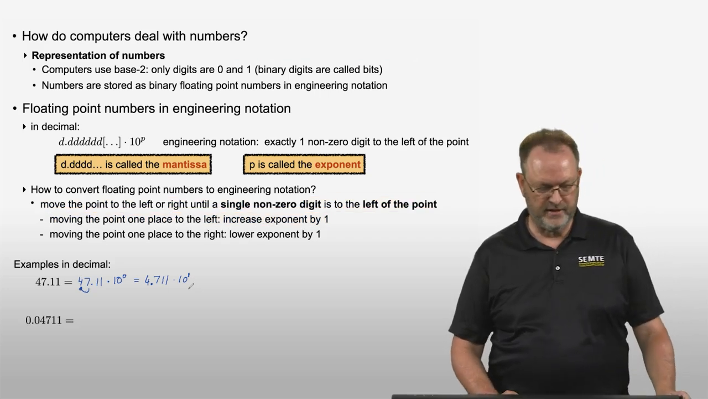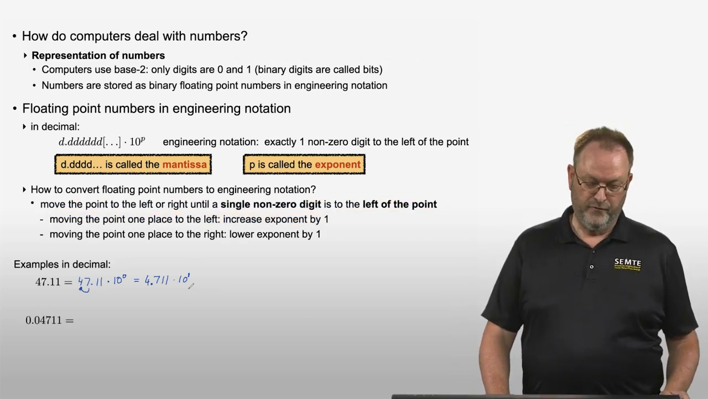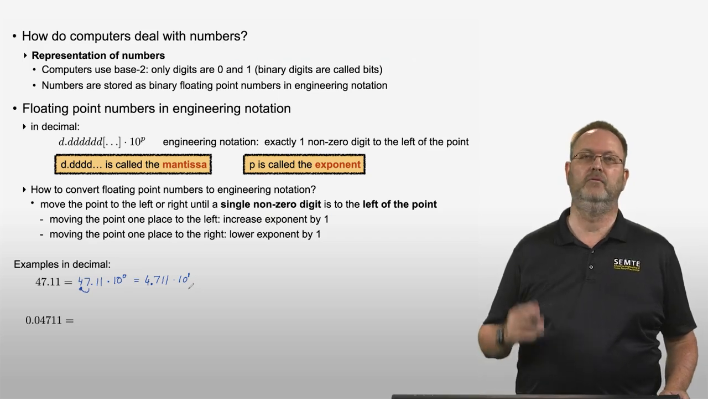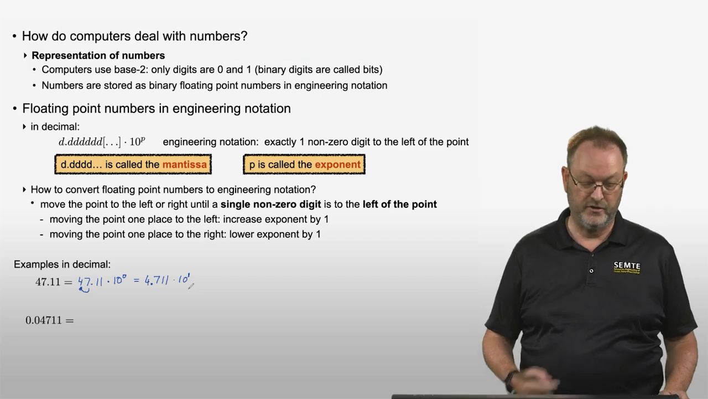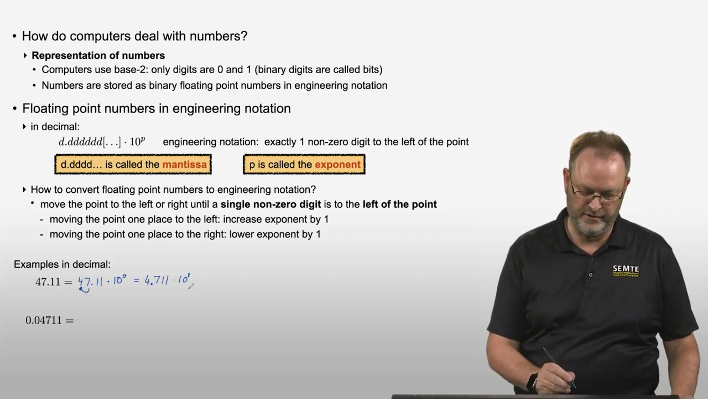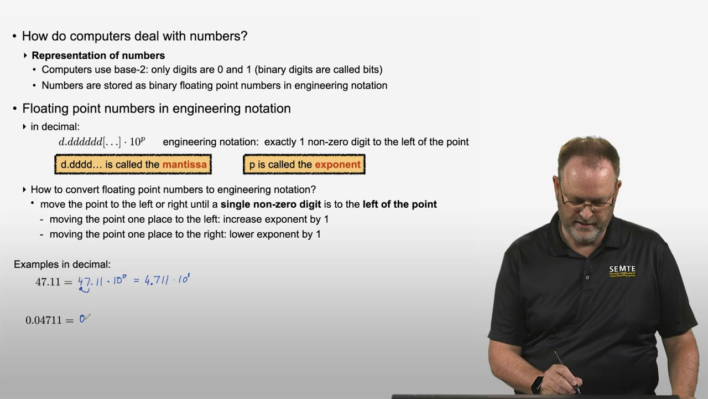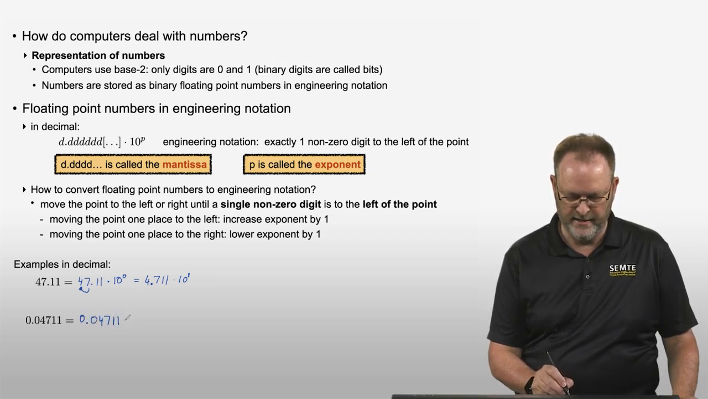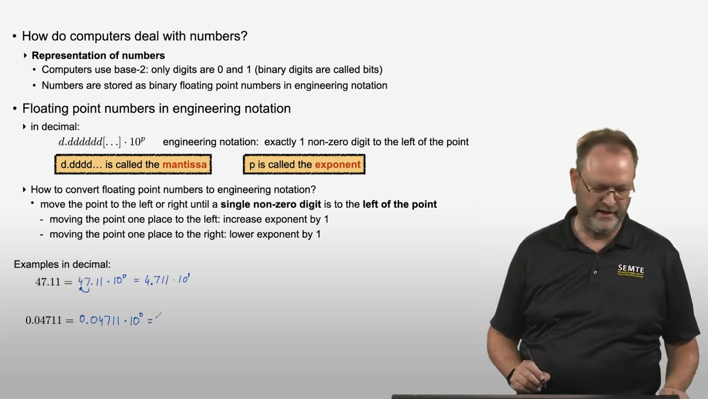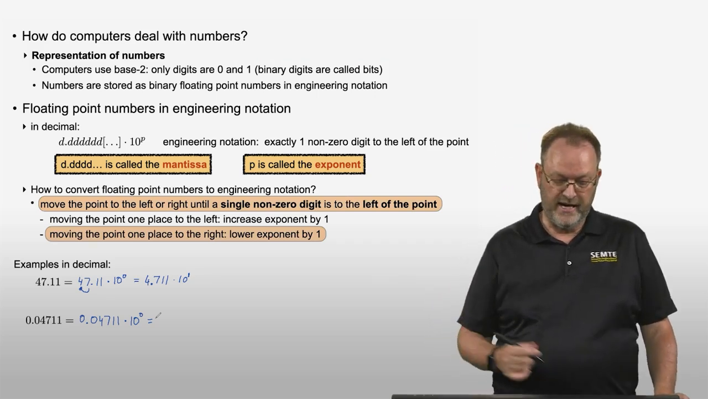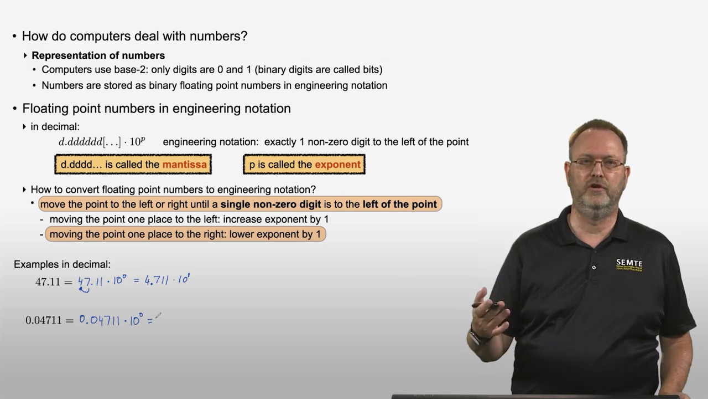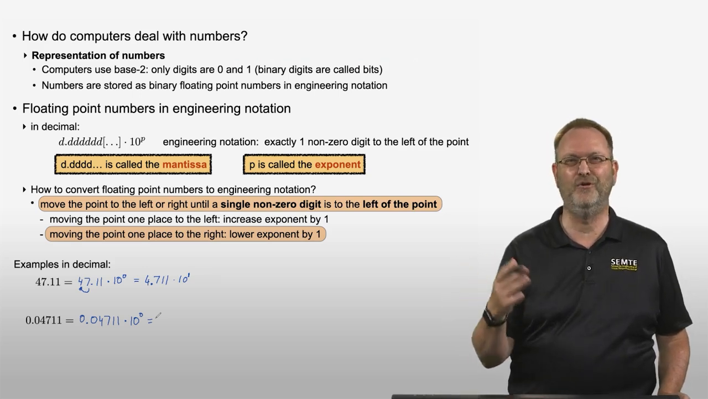OK, let's do the next number as an example. 0.04711. Well, there is not a single non-zero digit to the left of the point. So this number is not in engineering notation. But let me write this in the following way: 0.04711 times 10 to the power 0, to see that the exponent is currently just 0. Now, in order to turn this into an engineering notation number, I have to move the decimal point over to the right.